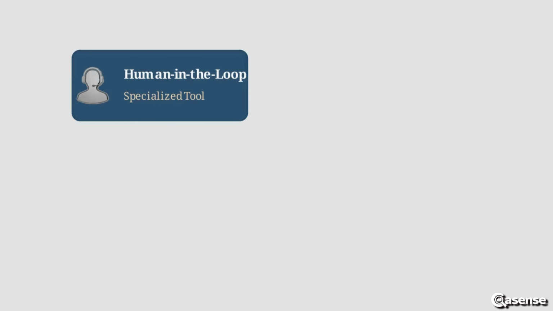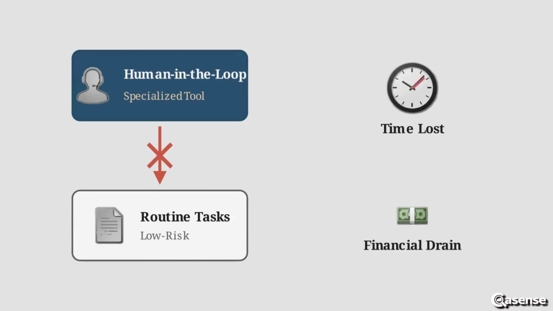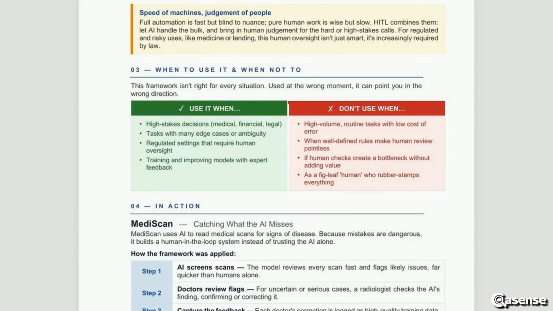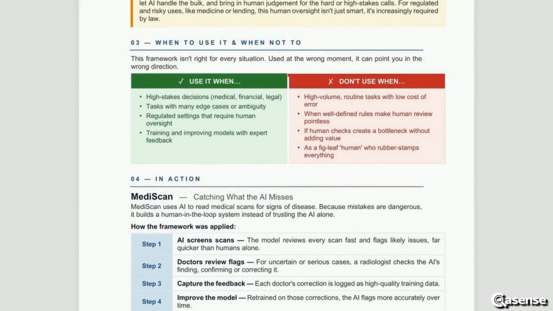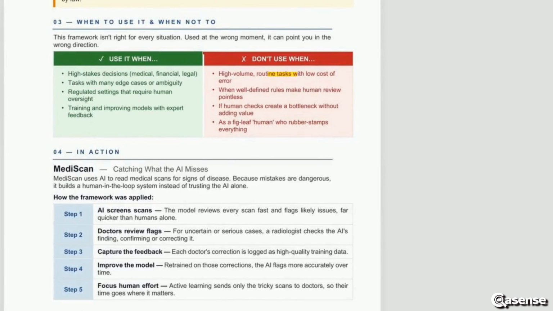This structure is highly effective, but it is a specialized tool. Applying it to the wrong problem wastes both time and money. This comparison chart shows exactly where to draw the line. On the left, in green, you see necessary targets like medical or legal decisions, where mistakes cause real harm. On the right, skip it for routine tasks where a harmless typo just slows you down.